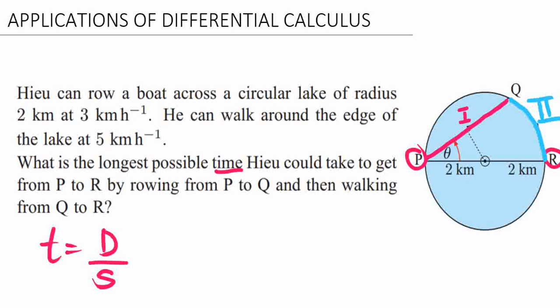Now it says that he rows, the radius is 2 km for this lake and the speed is 3 km per hour. So for the first section, the speed given is 3 km per hour, and the second will be walking at a speed of 5 km per hour. For the second part, the speed is 5 km per hour.